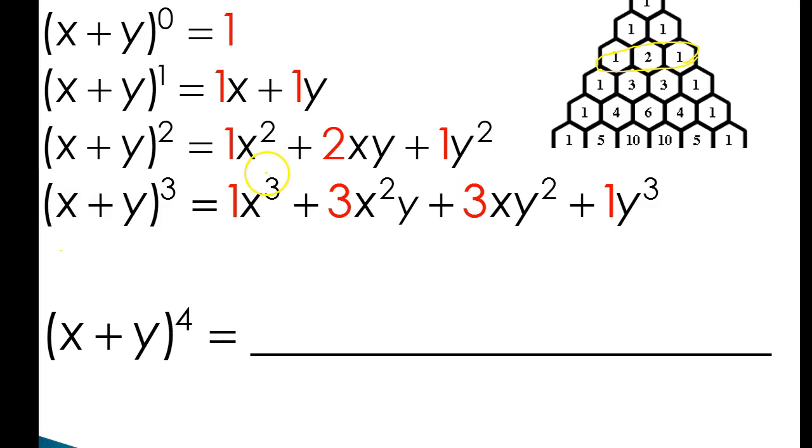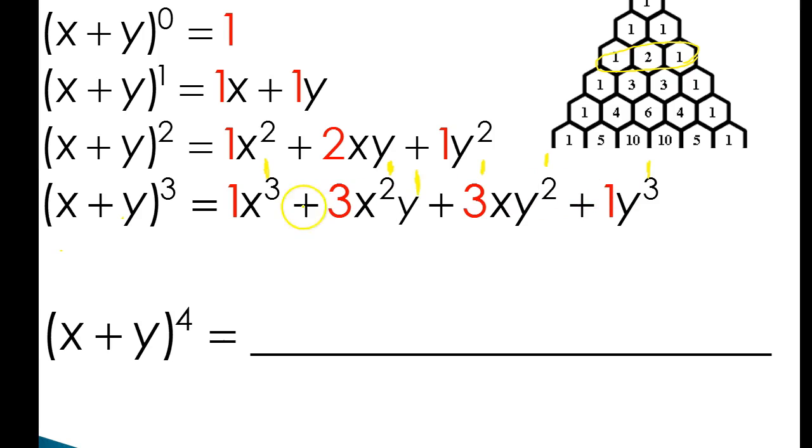X is raised to the third power on the left, and then we do a countdown to the second power, to the first power, and then you'll notice there's no x in the last term. The second term in our binomial, y, is raised to the third power on the right, and then the second power, the first, and then the next one is just y to the first, and then there's no y in the front.